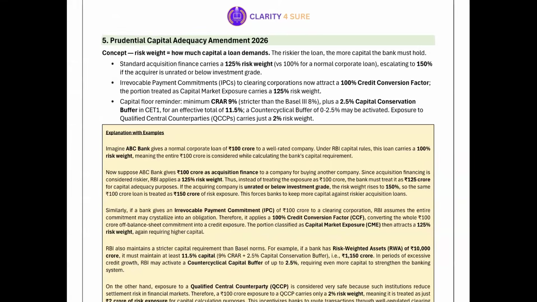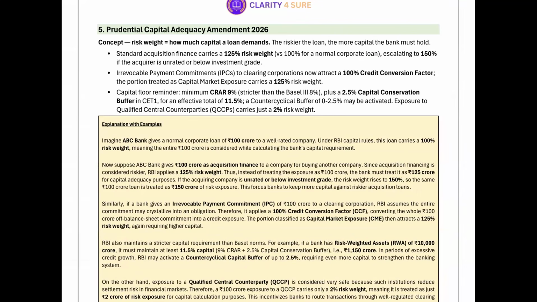Now let's discuss the fifth circular news, that is Prudential Capital Adequacy 2026, which is telling about the concept of risk weight: how much capital are loan demands. तो ट्राई टू अंडरस्टैंड। Prudential capital adequacy amendment, क्या होता है। Capital adequacy is the concept of CRAR, Basel norms, under which banks have to maintain some capital adequacy in the case of bad loans. Banks have to maintain their own capital because if the loan amount is doubtful, तब आपकी रिजर्व भी जैसे सीआरआर एसएलआर भी बैंक को बैंक रन से बचा नहीं सकती, राइट? So in that case RBI comes with the condition of capital adequacy.